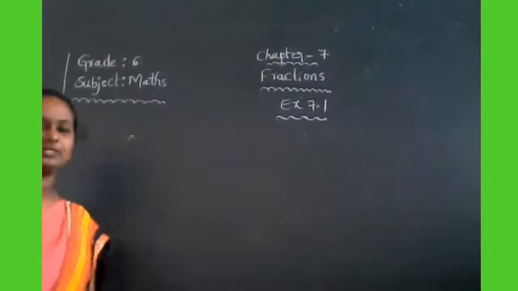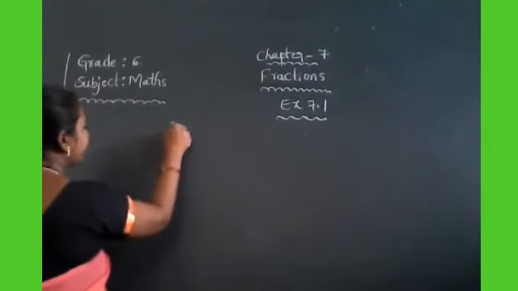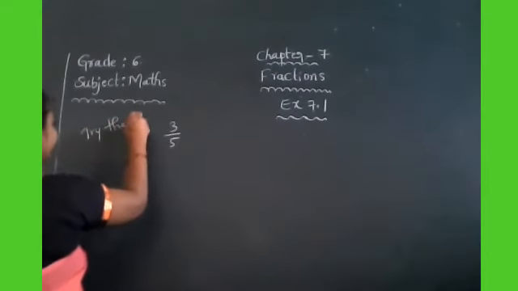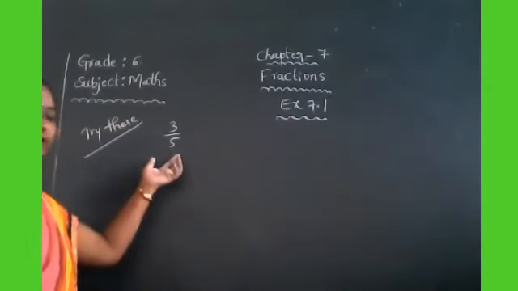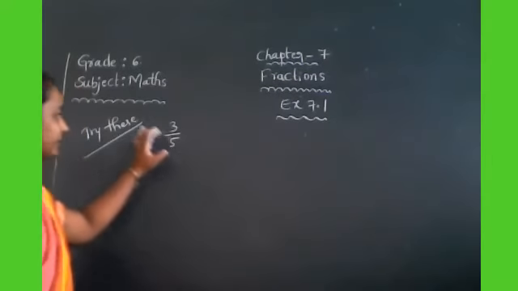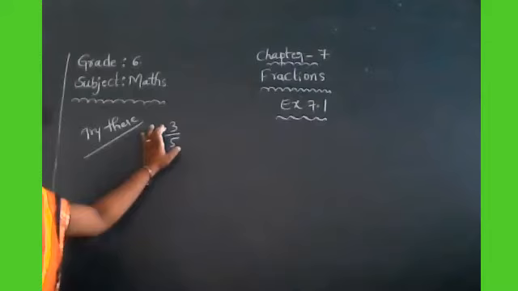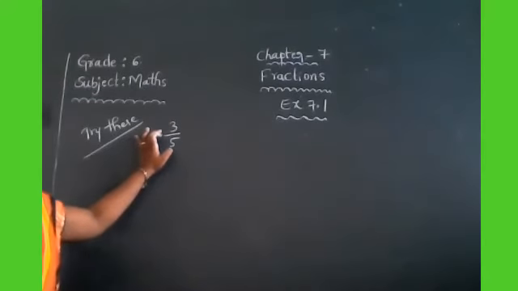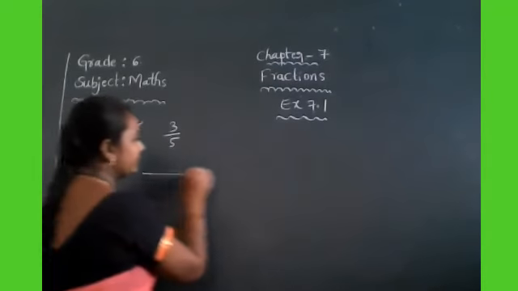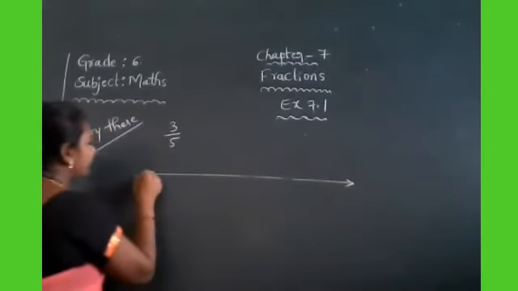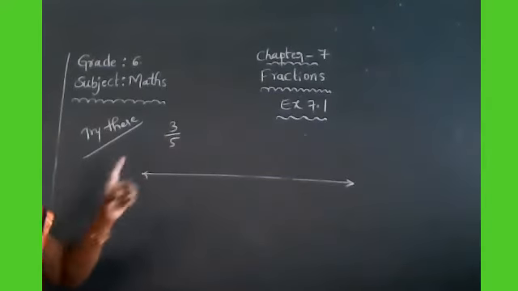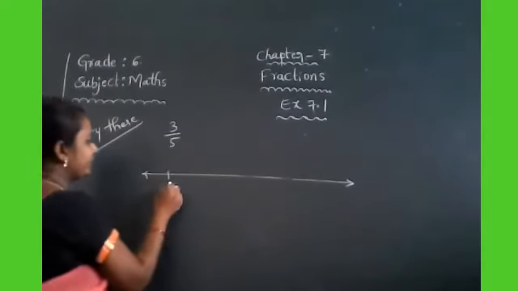What did I say first? The denominator is 5, so 5 equal parts. The denominator tells us there are 5 equal parts in total, and 3 parts are taken here, so 3 parts are shaded. Okay, so how to show 3 by 5 on a number line? First draw a line, and here you have to divide it into 5 equal parts starting with 0.